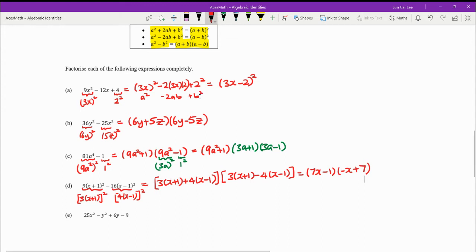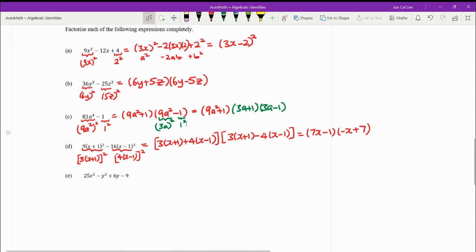Okay, last but not least, part E. Part E, you find that there's actually 4 terms, contrary to the forms that we've been seeing. But, well, 3 of them involve y. So let's see whether we can do something about that first. So I first take out a negative sign from the last 3 terms. That gives us y squared minus 6y plus 9.